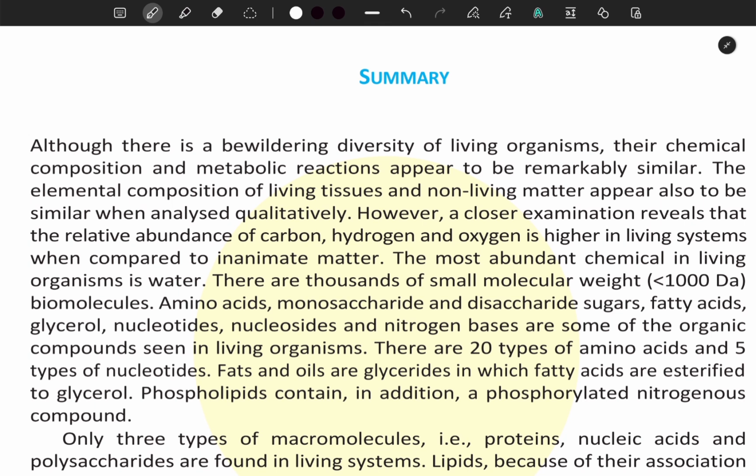The most abundant chemical in living organisms is water. There are thousands of small molecular weight biomolecules. Amino acids, monosaccharide and disaccharide sugars, fatty acids, glycerol, nucleotides, nucleosides, and nitrogen bases are some of the organic compounds seen in living organisms. There are 20 types of amino acids and 5 types of nucleotides. Fats and oils are glycerides, in which fatty acids are esterified to glycerol. Phospholipids contain in addition a phosphorylated nitrogenous compound.